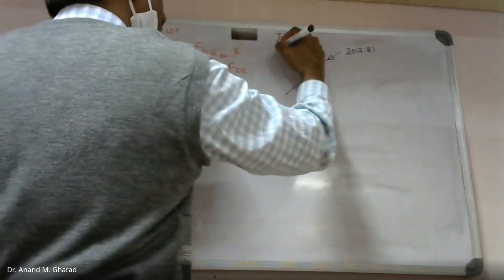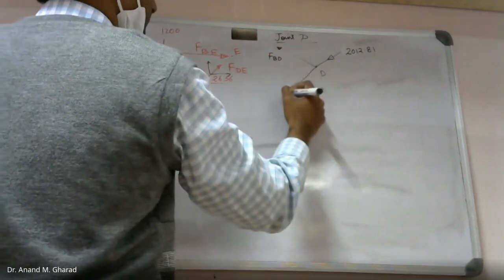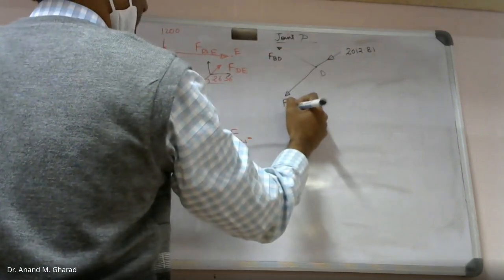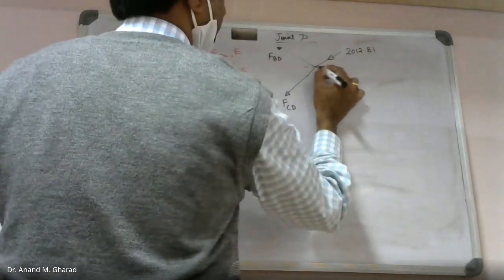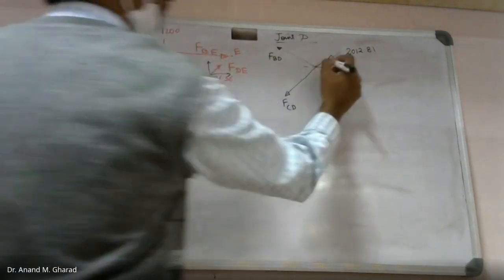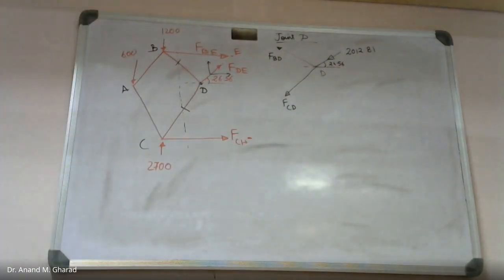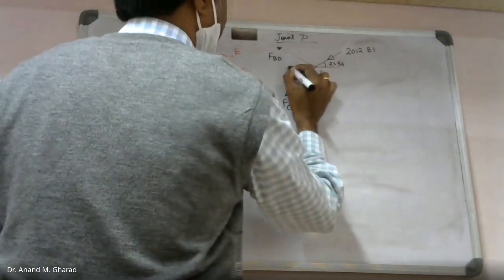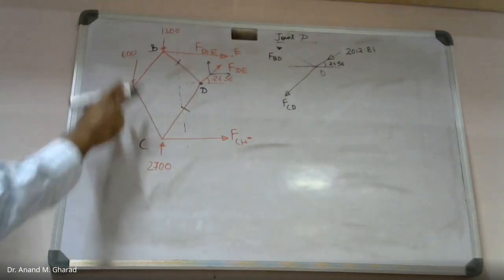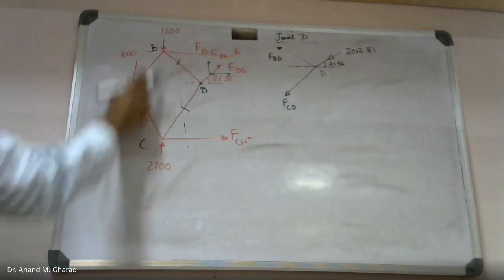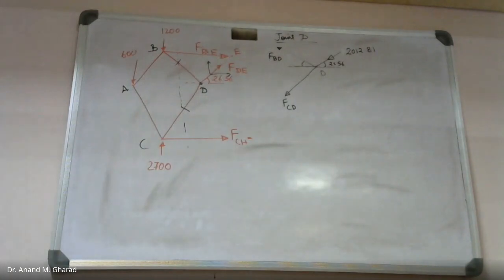Okay, so let me assume the force in member BD, and the force in member CD, again tension for the time being. I know this angle, similarly this is 26.56. And as per the geometry and the dimensions mentioned here, can you please find out this angle value?